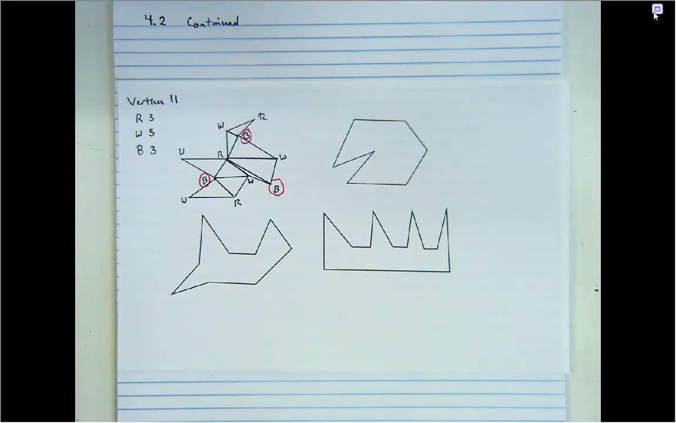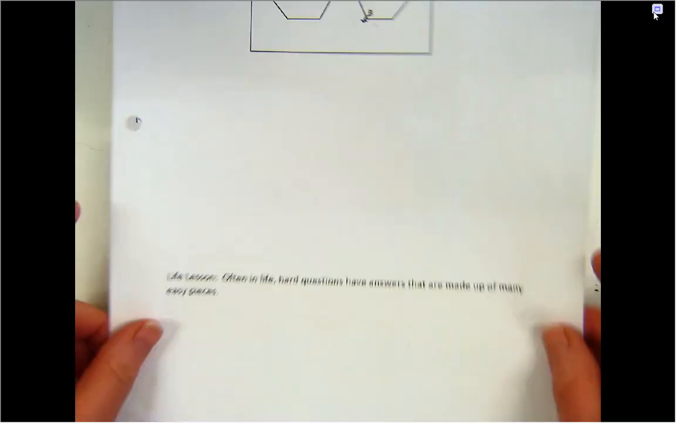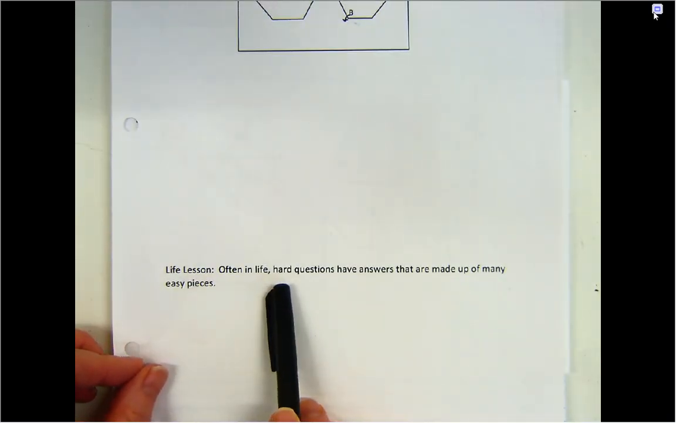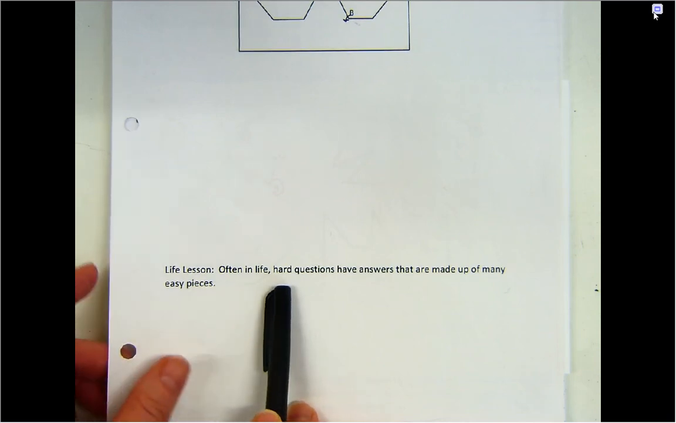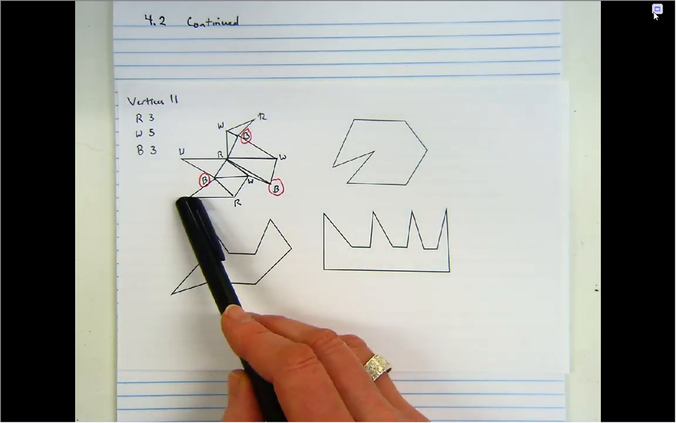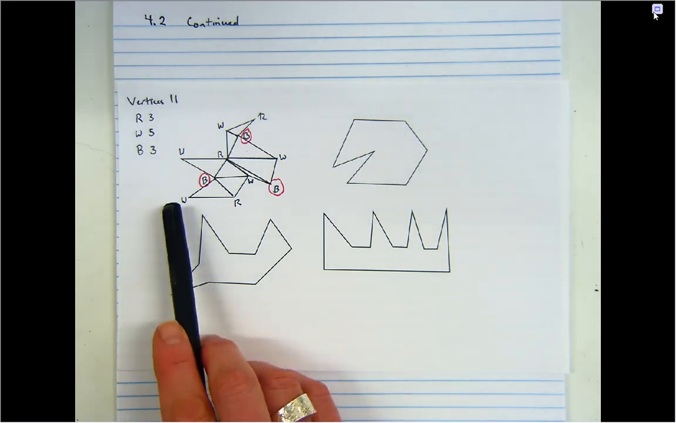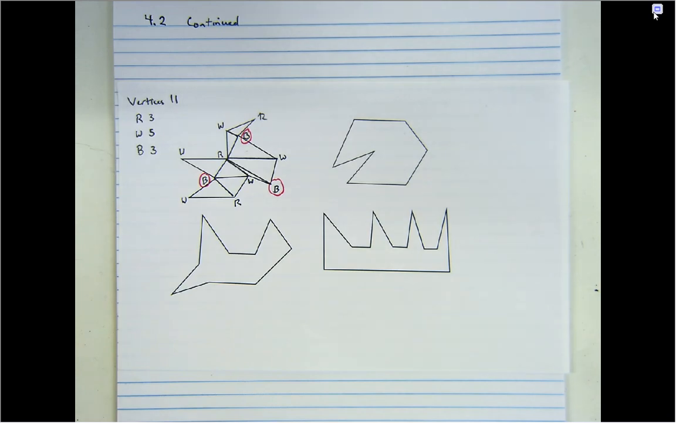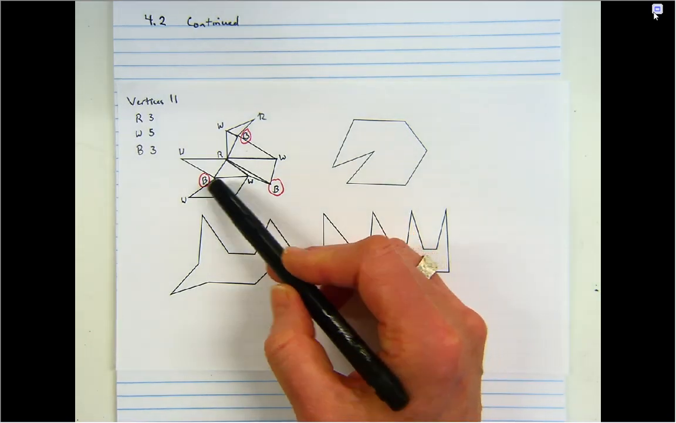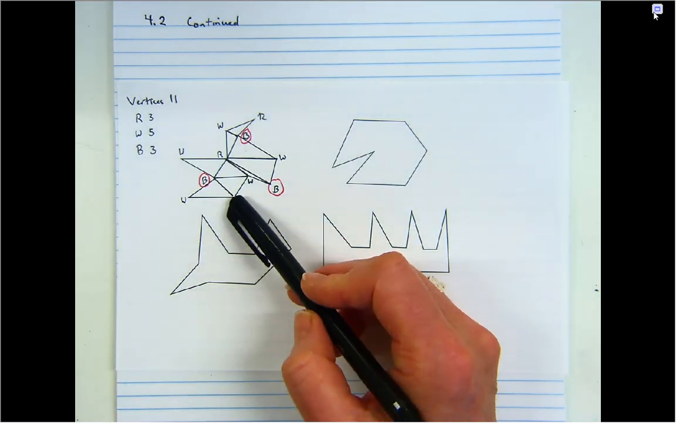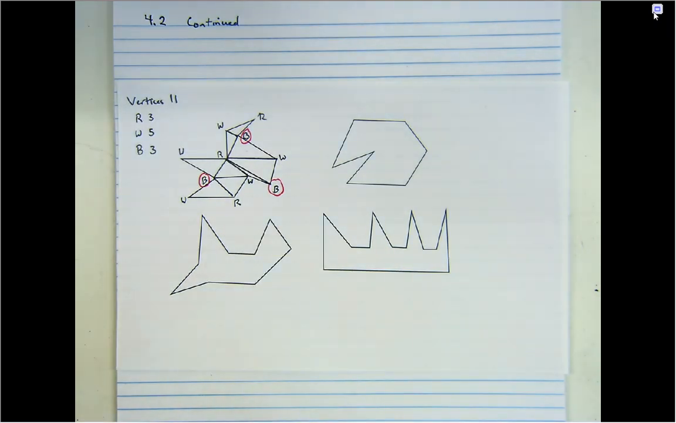4.2 continued. So we were using Steve Fisk's proof of the theorem to triangulate our polygonal closed curves. The life lesson here was that often in life, hard questions have answers that are made up of many easy pieces. Steve Fisk realized that if you have triangles, any corner of the triangle can see the entire triangle. So a person standing at any corner can see the whole triangle, and that way we can cut up polygonal closed curves into triangles and just concentrate on the corners. So we cut them up into triangles, being careful, remember, not to cross lines.